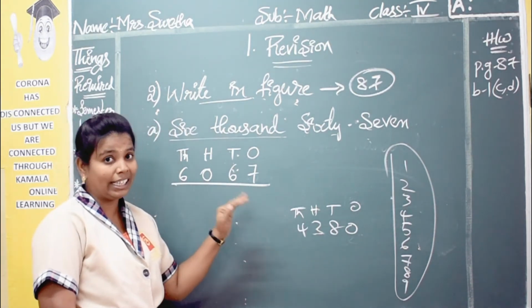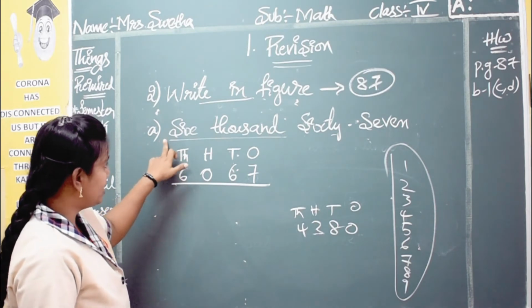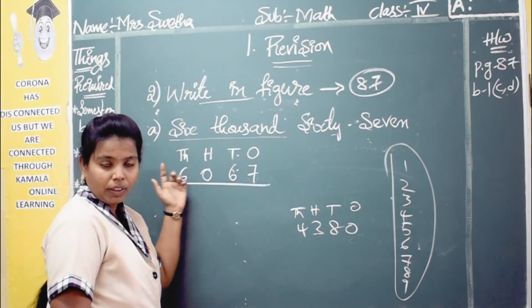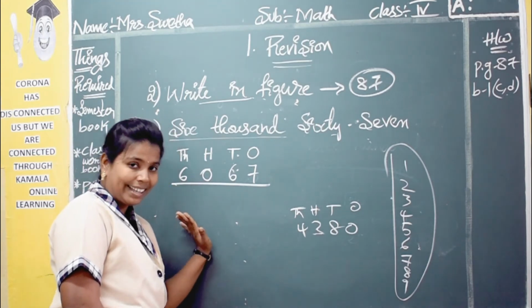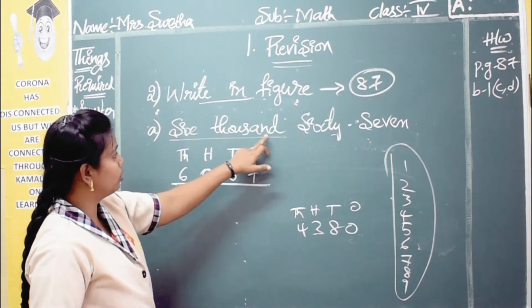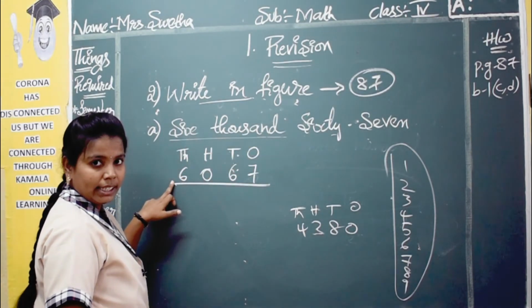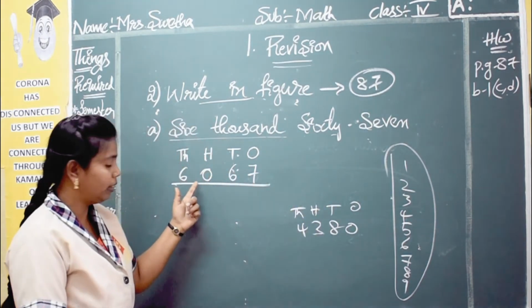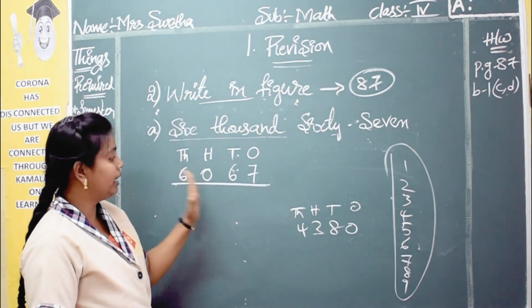Okay. So once again I will explain in another way, you listen. 6000. First you have to write the places where you have to write your solution as the numbers. Then 6000. So in the thousands place you have to write 6. And hundreds, no hundreds. So we are going to write a 0. We have already written 0 here.